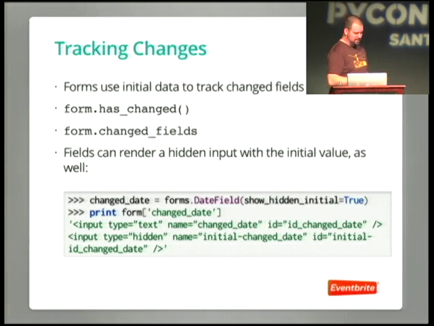The other thing you can do that's kind of interesting is you can add show_hidden_initial=True to a field definition. And then when you render it, you're actually going to get two different inputs. You're going to get the real input, and you're going to get the hidden input that has the initial value in it.